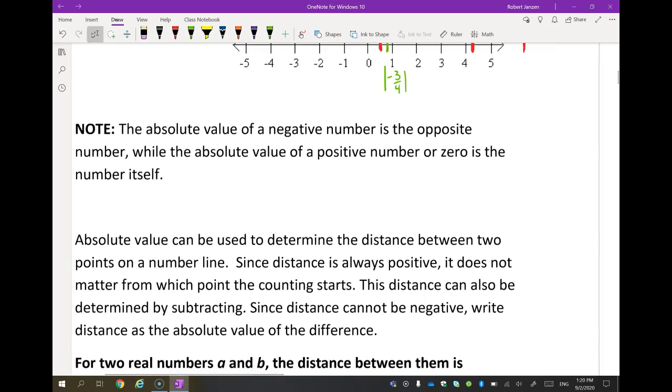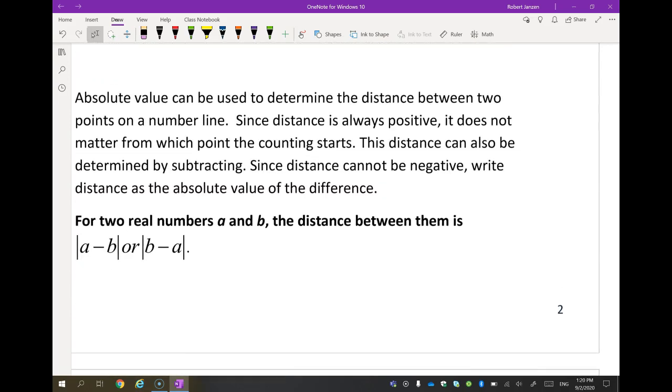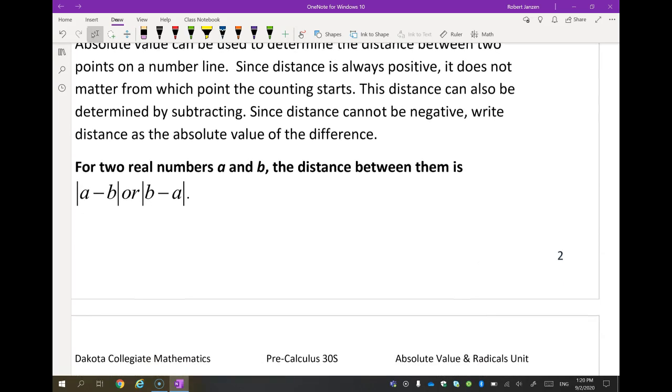Okay, so the absolute value of a negative number is the opposite value, in other words, the positive value. Okay, we can use absolute value. You know, this is not a big part of the course, but one of the things that you can use absolute value for is to find distance. And when you're finding distance between 2 points, you're always subtracting one number from the other. And sometimes you're not sure, should I subtract the first one from the second or the second from the first?